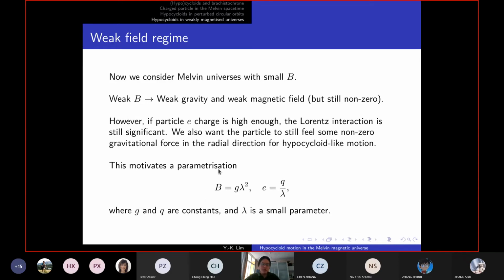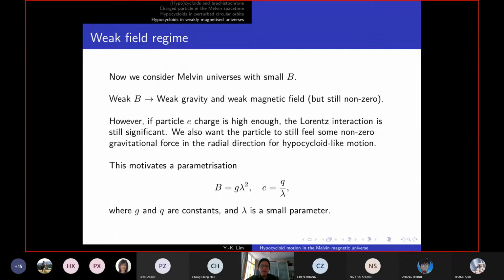So this is the reason why we are going to do an expansion of my equations of motion in a parameter lambda. If I rewrite my magnetic field to be g lambda squared, and then I take lambda to be small, this term will be small, and at the same time I express E as q over lambda. So as lambda gets small, this E will become large, and then g and q are constants, some other constants which can be large or small. It will depend on what I need later.